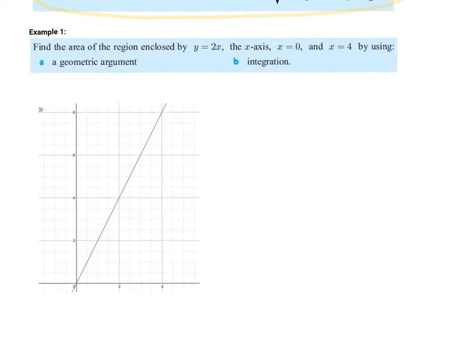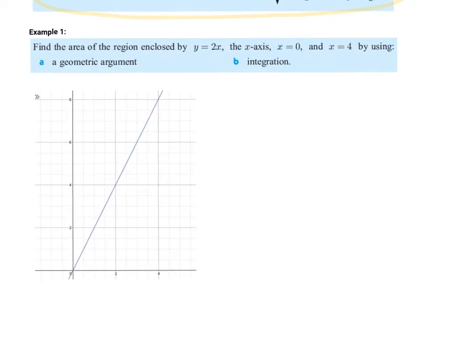So example 1 says, find the area of the region enclosed by y equals 2x, the x-axis, x equals 0, and x equals 4, using a geometric argument, and then by using integration. So let's start by taking a look at what this function resembles. I've already gone ahead and graphed this function in Desmos. You could graph it on your graphing calculator for good practice. But here's the function y equals 2x.